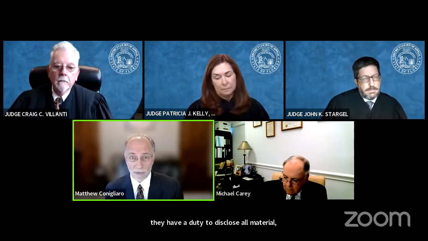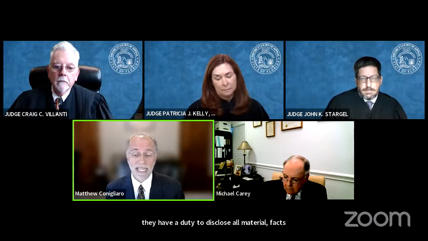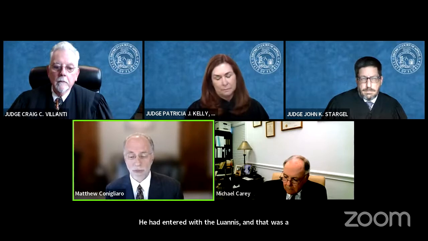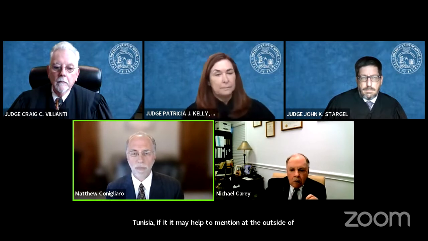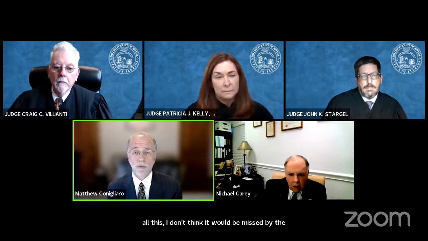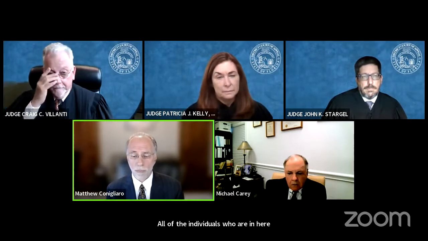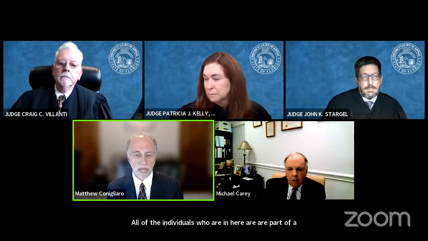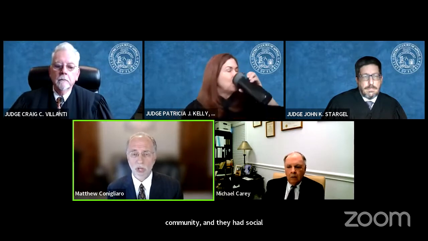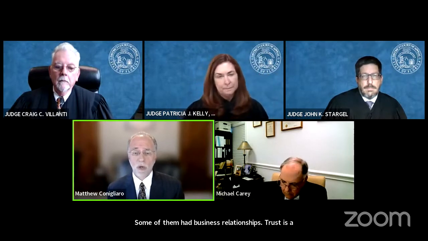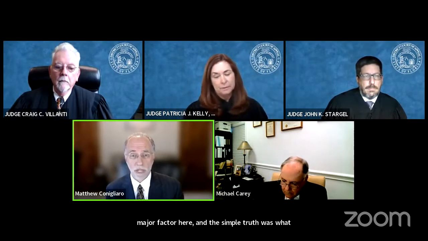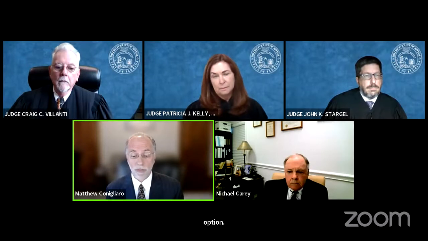Here, Dr. Soraya left out the option agreement he had entered with the Lowanis. And that was a significant matter, especially to Mr. Taneja. It may help to mention at the outset of all this, I don't think it would be missed by the court, all of the individuals who are involved here are part of a community, and they had social relationships. Some of them had business relationships. Trust is a major factor here. And the simple truth was what Dr. Soraya did in going behind Mr. Taneja's back with that option agreement was a violation of the trust that then existed.